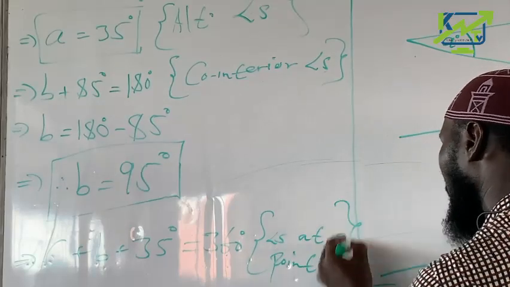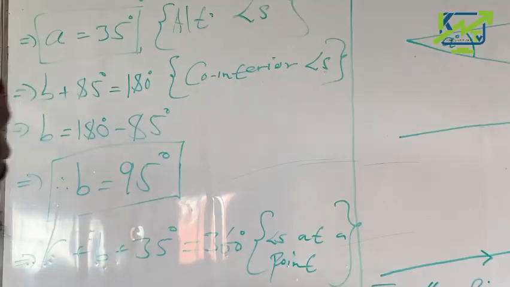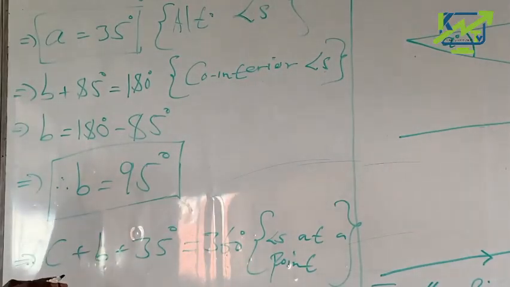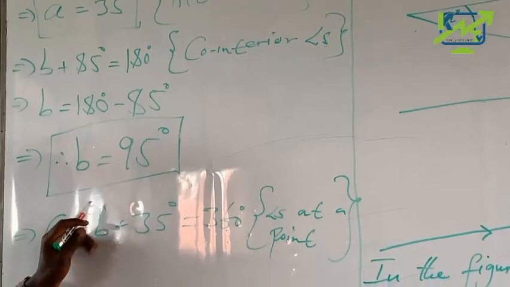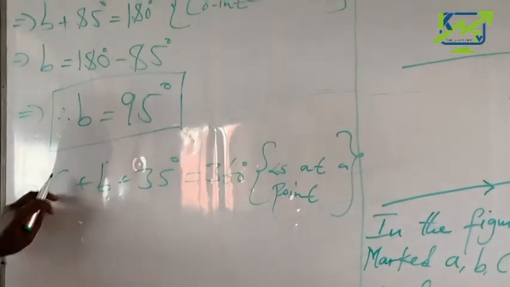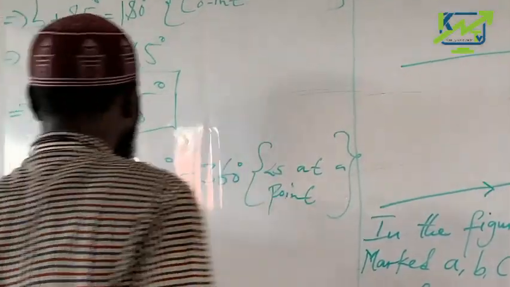Good, or you can call it reflex angle. Now from here, angle at a point, that's the reason for this question. But remember, we already know our angle B, and now we don't know angle C. So now what is angle B?